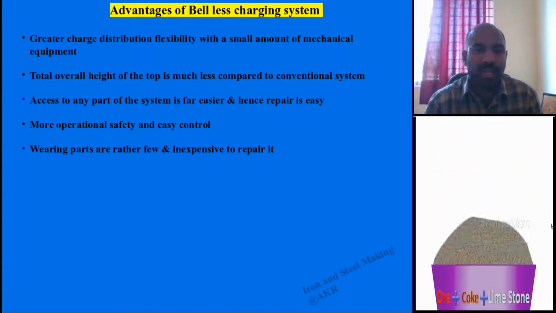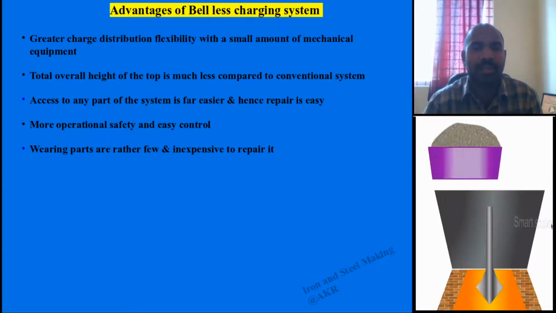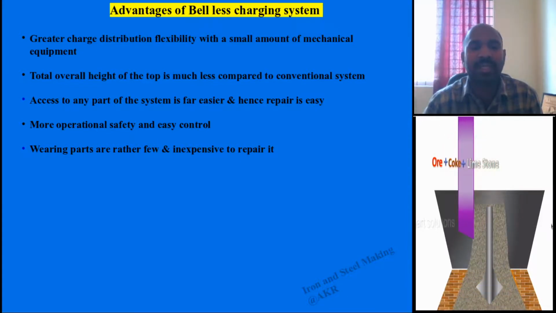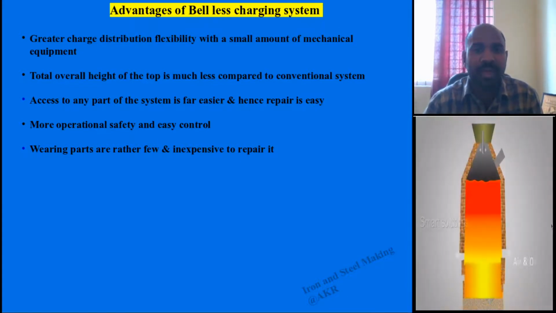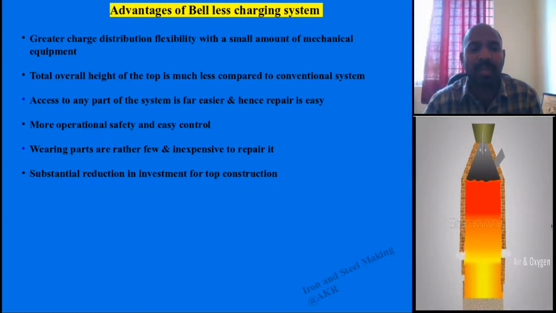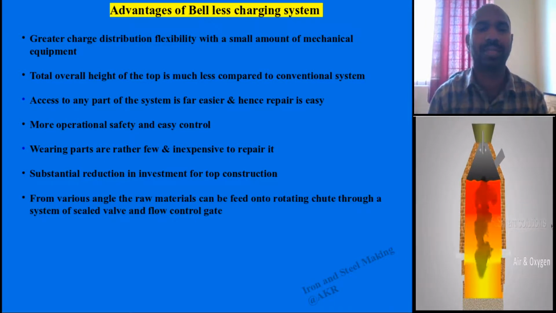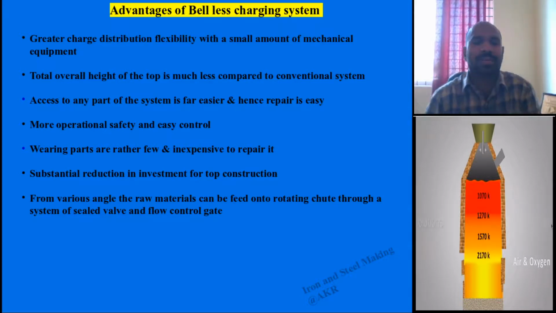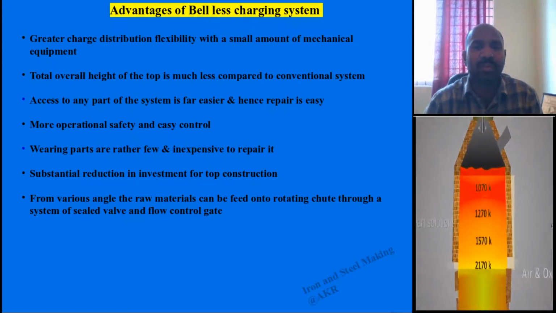Because of the movement of the bell, the wearing of the bins increases and their life reduces. Compared to this, the bell-less charging system is inexpensive and can be repaired at less cost. There is a substantial reduction in the construction of the entire top part of the blast furnace, and raw material can be fed at various angles and mixed, with controlled flow gates and gas sealing valves.